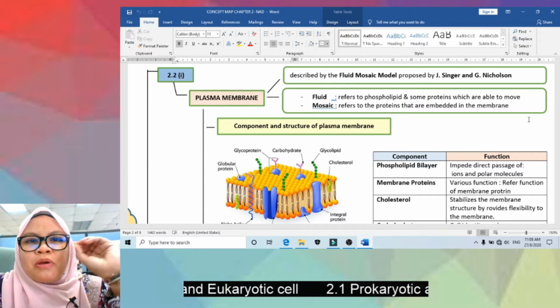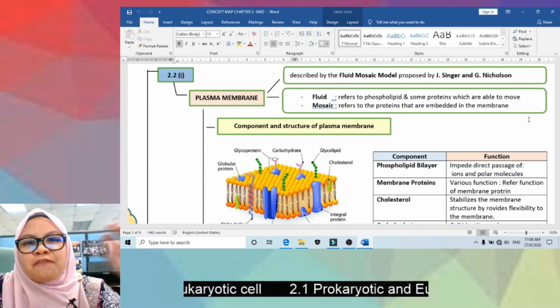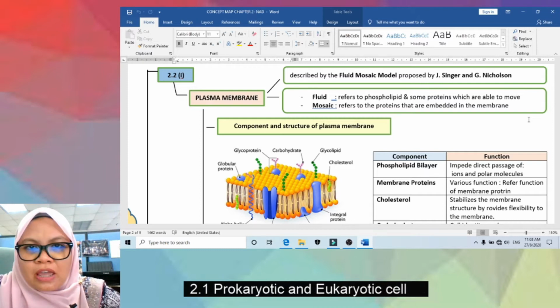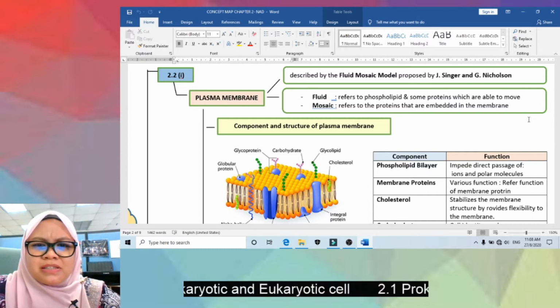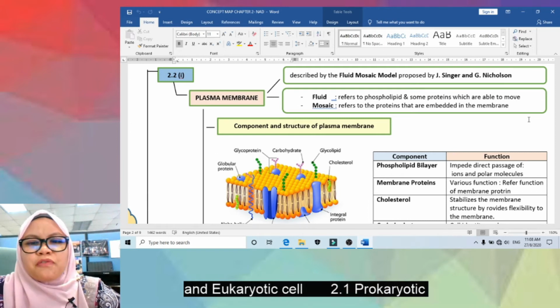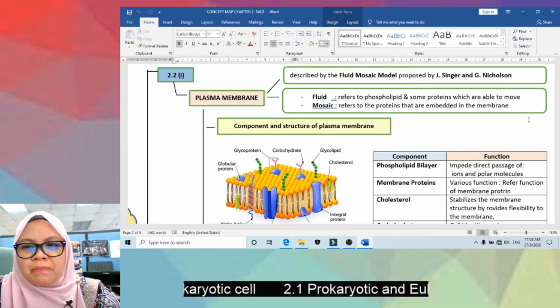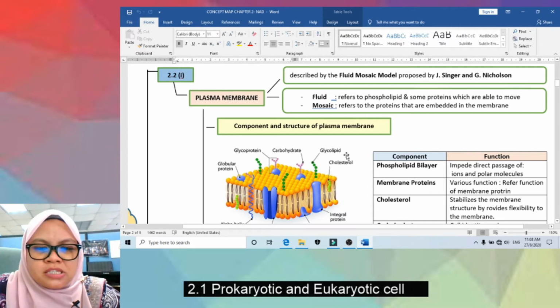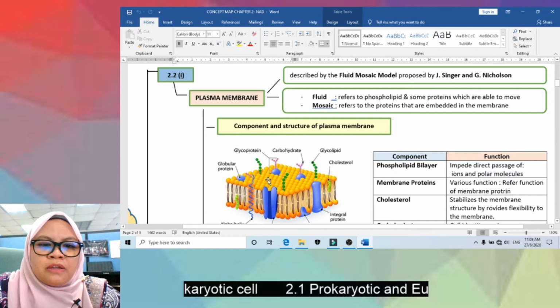So why do we call the plasma membrane the fluid mosaic model? There are two words there. The first is fluid, the second is mosaic. Fluid is because the phospholipids and some proteins in the plasma membrane are able to move. As you can see here, this is the structure of the plasma membrane. We have the phospholipid and we have the protein. From the observation, the phospholipid and the protein are movable. So that's why they call it fluid.